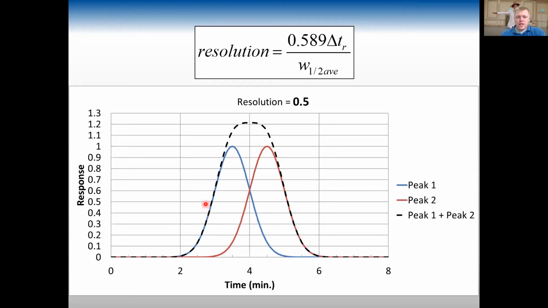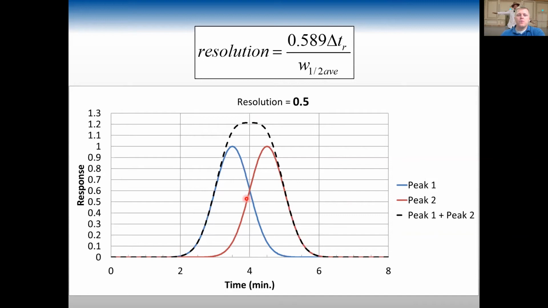And then we take the width halfway up these peaks, take both widths, and average them out to get this value. Now you'll notice that on this x-axis, we're using minutes as our unit. You can use minutes or seconds or hours, whatever, because the unit will be in the top and bottom of this equation, so whatever unit you use for time will cancel out.